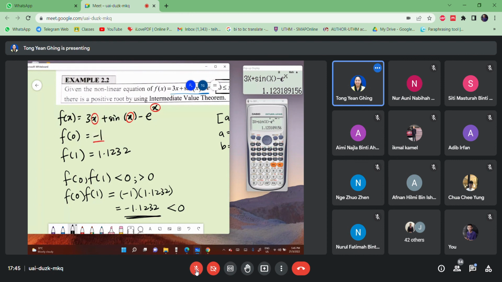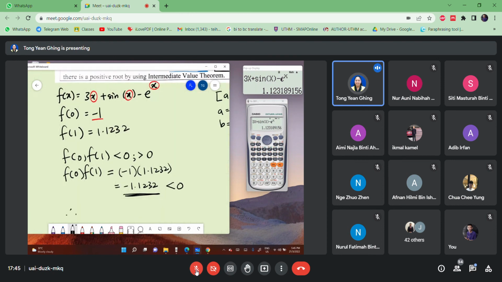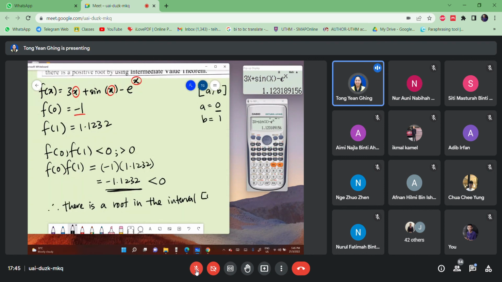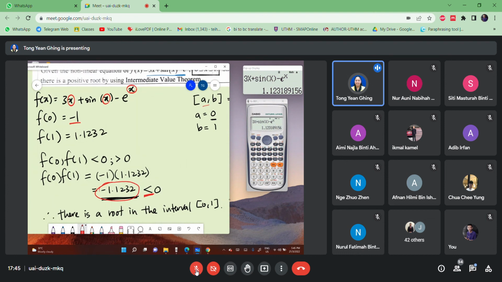Therefore, there is a root in the interval 0 to 1. Can you understand? Because this is the negative value, because this one we get is less than 0. So between these two, the interval a to b, that means 0 to 1, we have at least a root there. Ashraf, okay or not?